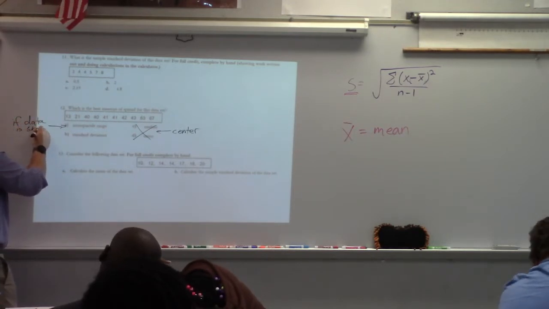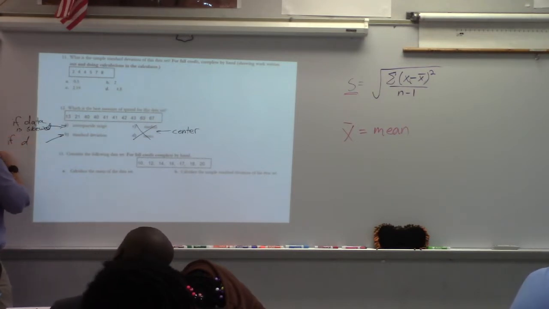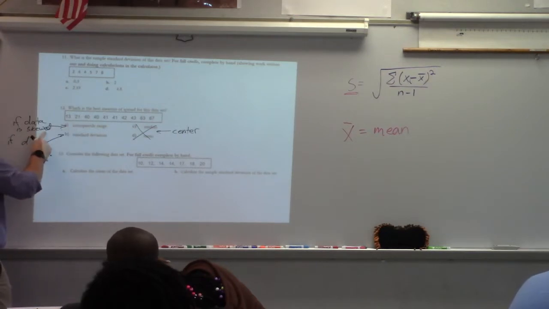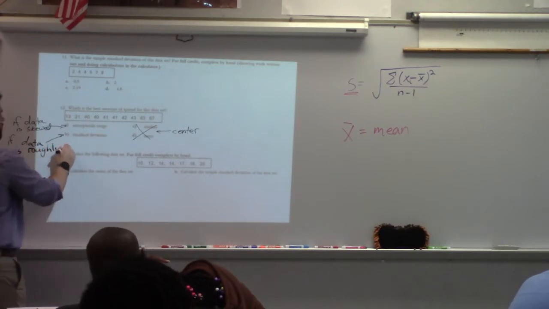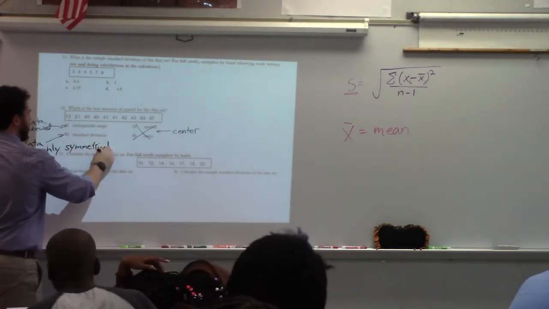And we're going to use standard deviation when the data is, if data is what? No. IQR is when data is skewed. If data is roughly symmetrical. Okay.